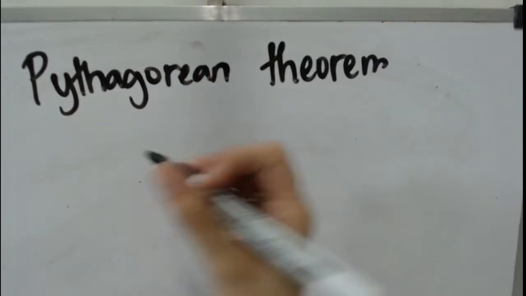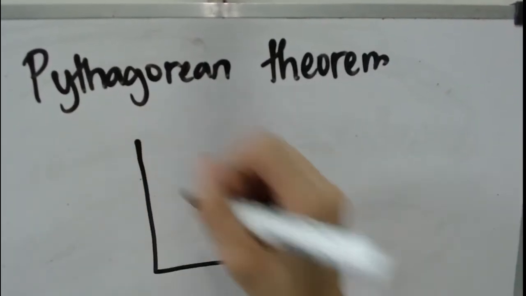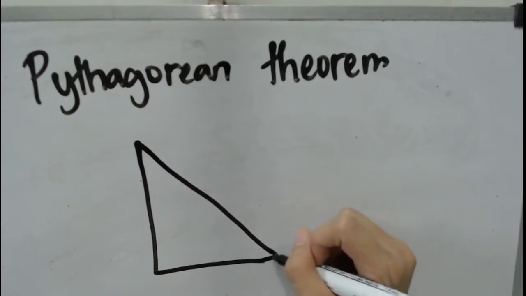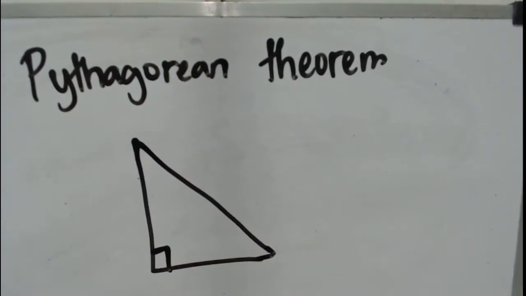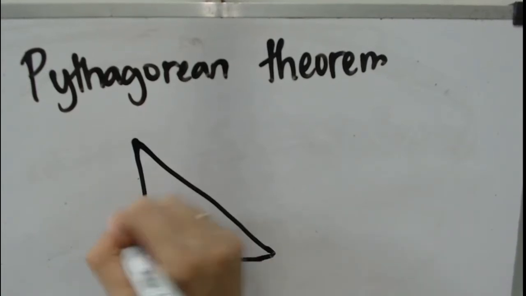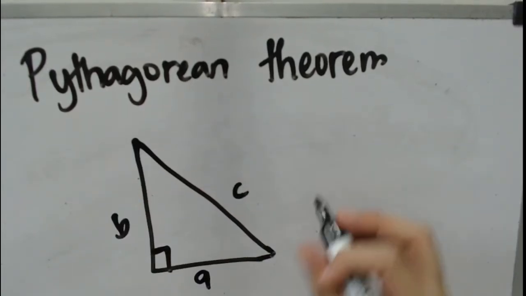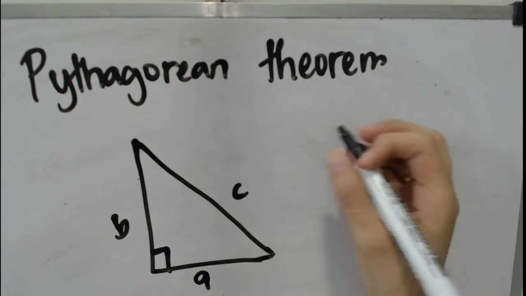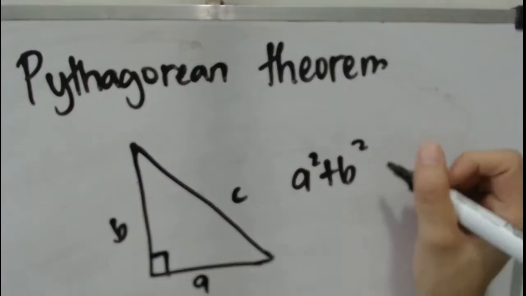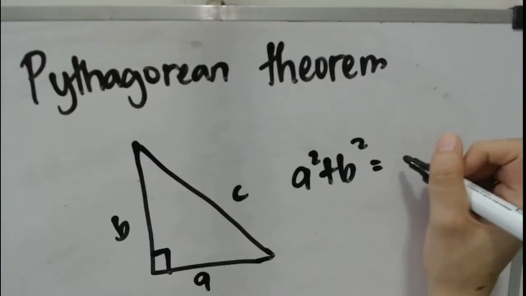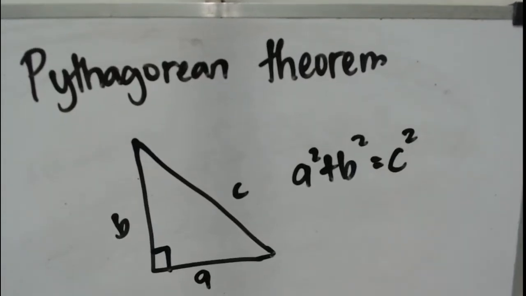According to this theorem, whenever we have a right triangle, again, a right triangle having a 90 degree angle as one of its angles. If we have here the sides A, B, C, according to this, if we add the squares of the legs A and B, it must equal the square of the hypotenuse C. So for us to better understand the Pythagorean theorem, let's work on the following example.